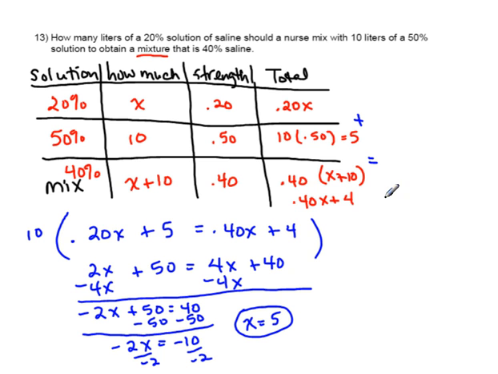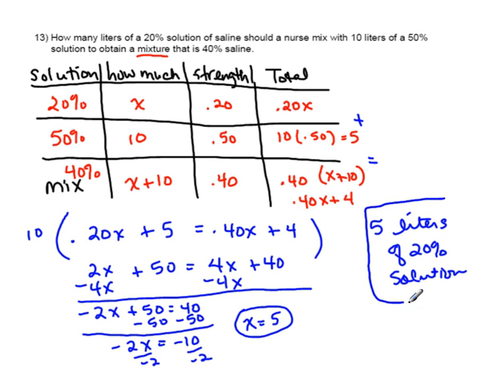Now remember, with word problems, you always want to make sure that you go back and answer the question. And the question said, how many liters of 20% solution? Well, since x represented what we were trying to find, the answer here is that you need 5 liters of 20% solution to mix with the 10 liters of 50% that you already have, so that you get a 40% solution.